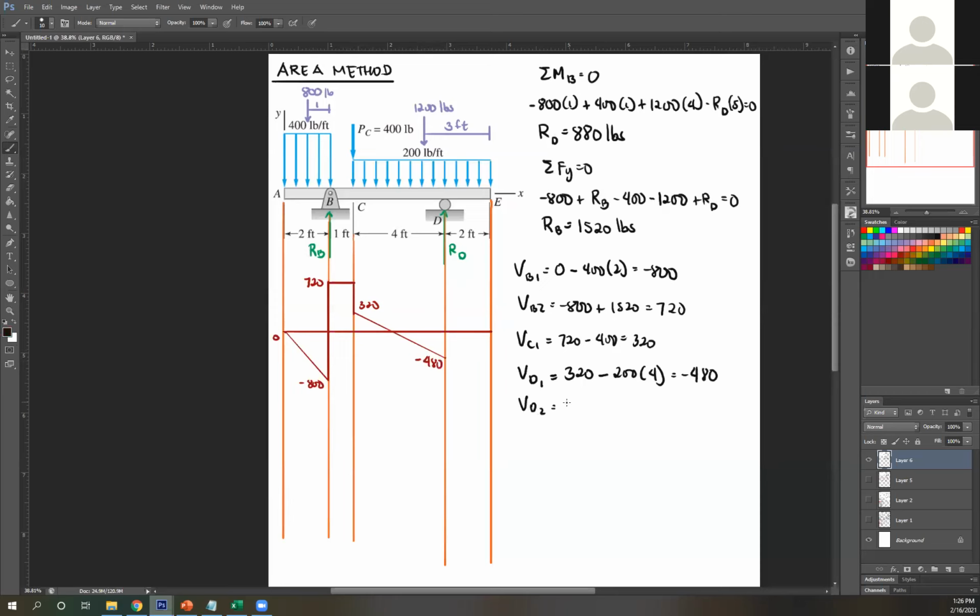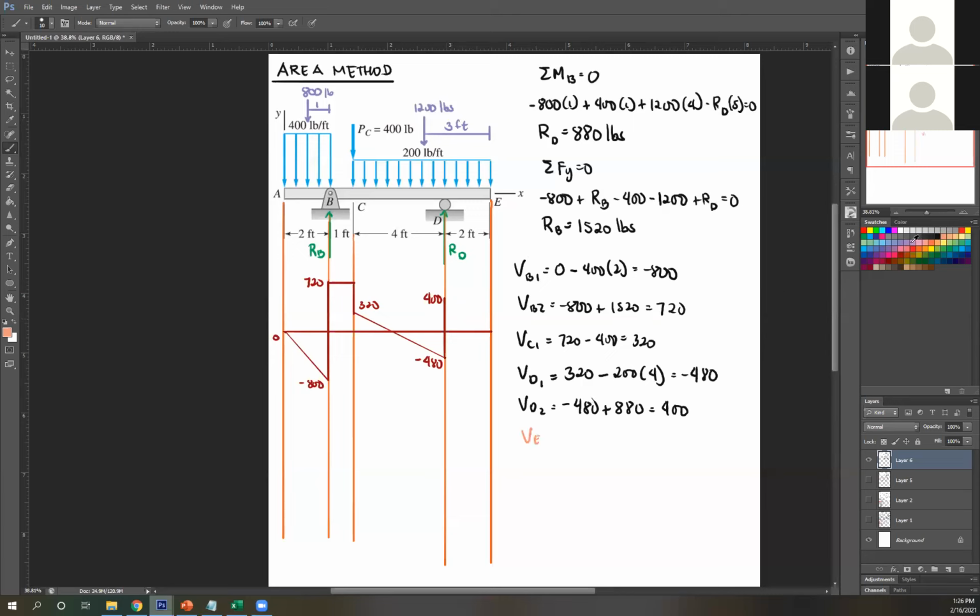Let's call that VD2. So negative 480, upward, therefore plus RD, which is 880. Negative 480 plus 880, you get positive 400. So go up by 400. This 400. And then again, you're going to go downward by a slope.